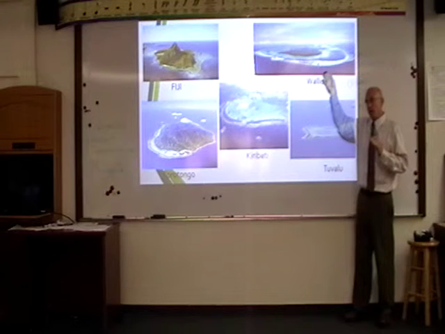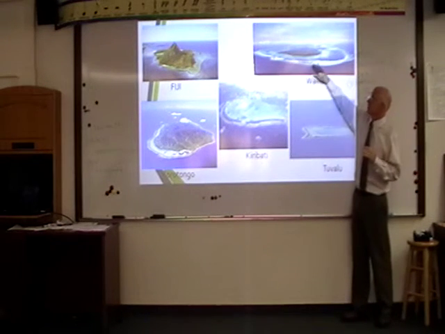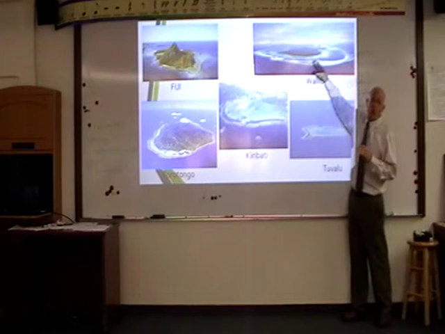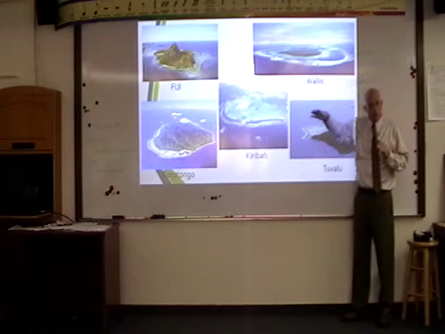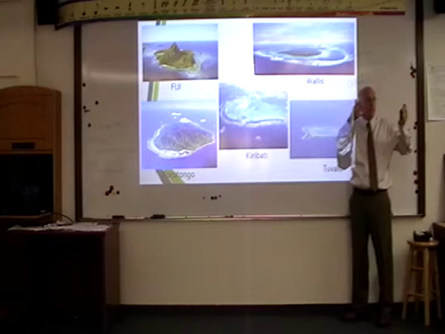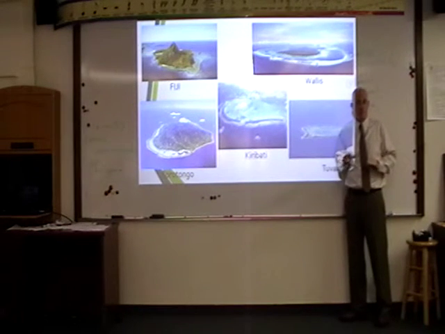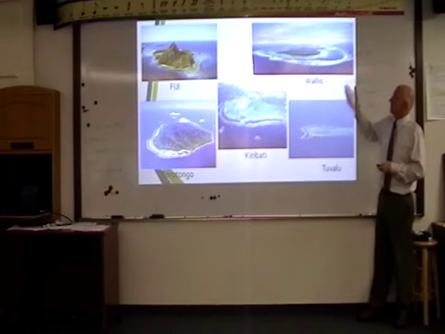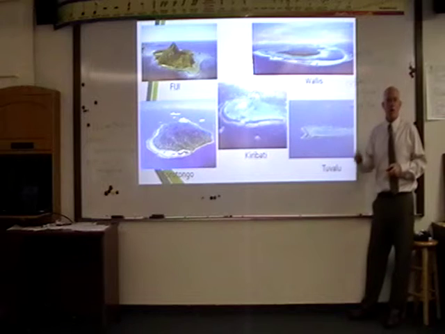Another critical or non-critical attribute is whether it's submerged or covered with water. Some atolls are under the water a little bit. When it's low tide, it's above water. When it's high tide, it's underwater. So people can't live on it. But places like Kiribati are never underwater.